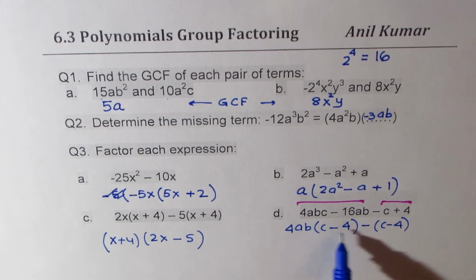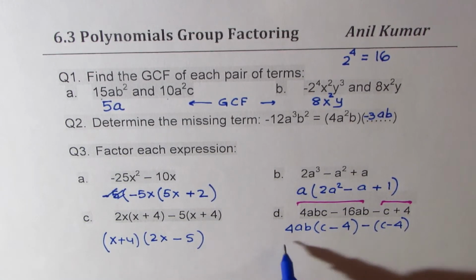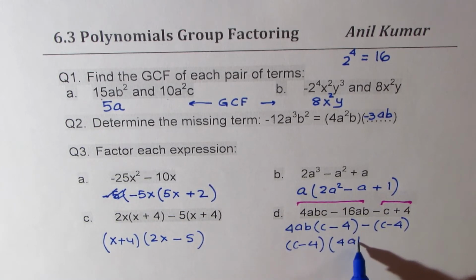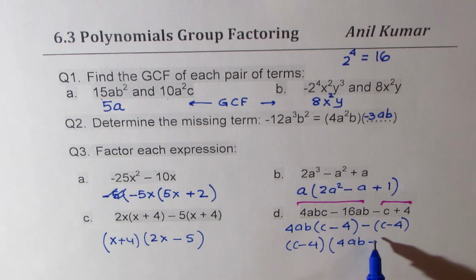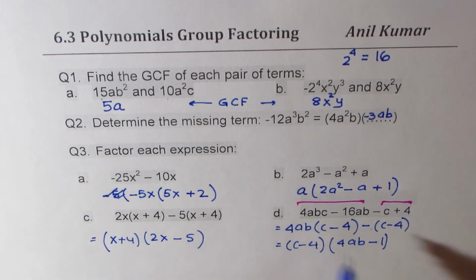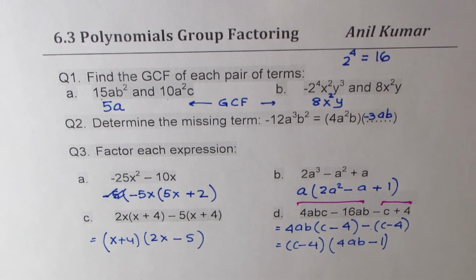And now c minus 4 is a common factor. So taking c minus 4 as the common factor, we get 4ab from the first term and minus what? 1. So if there is nothing before it, it means 1 times the same thing. So that is how you could factor this. So I hope these questions give you a good insight to how to do group factoring for polynomials.